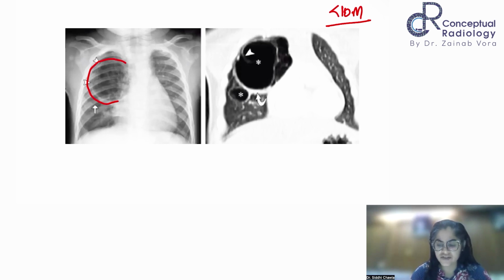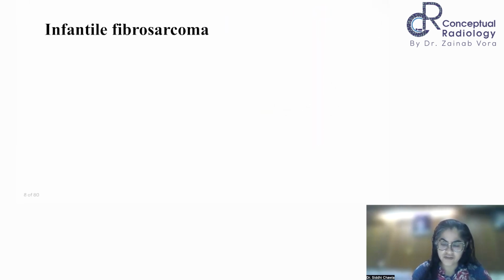And when the CT was done, again, we can see that a large cyst was seen with an adjacent smaller cyst. And this was a case of type 1 pleuropulmonary blastoma. Now coming to the second tumor that we are discussing, that is the infantile fibrosarcoma.